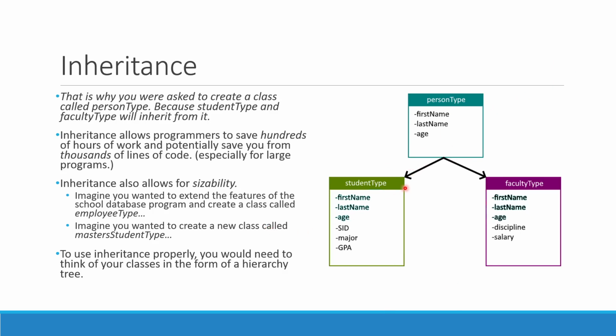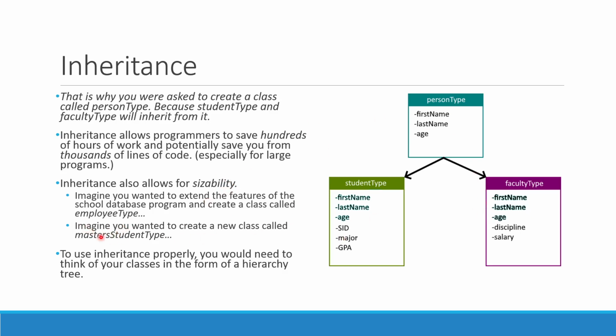Okay? So you could easily inherit from person type because they are going to have a first name, last name, and age, right? That's guaranteed. Because there's no person out there that doesn't have a first name or a last name or an age, right? And you can inherit that, and you can easily add that to a program, okay? So that helps with sizability.